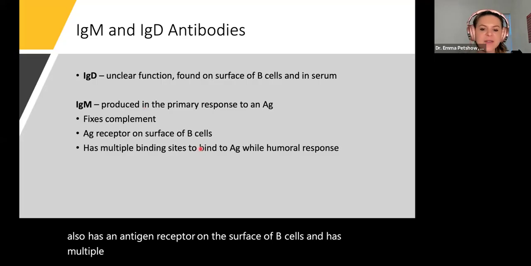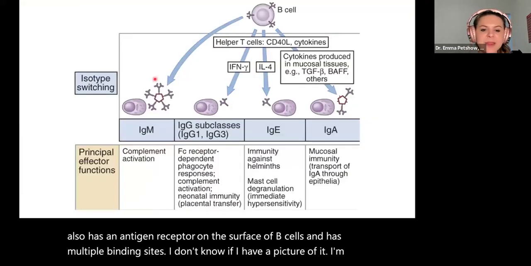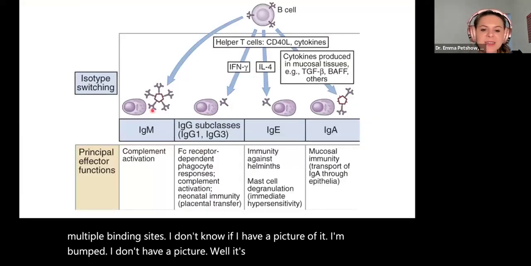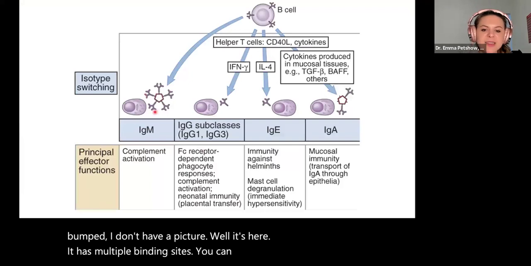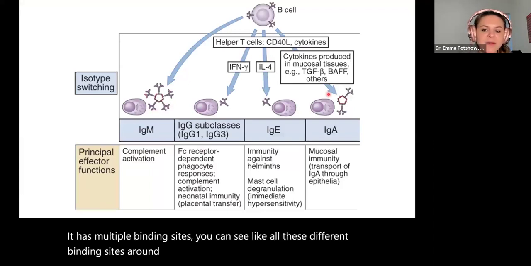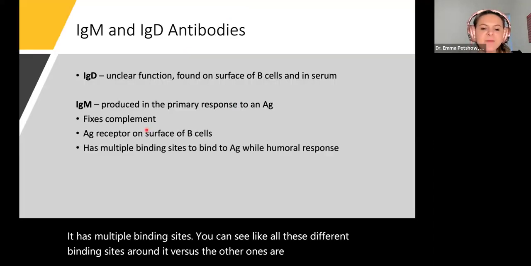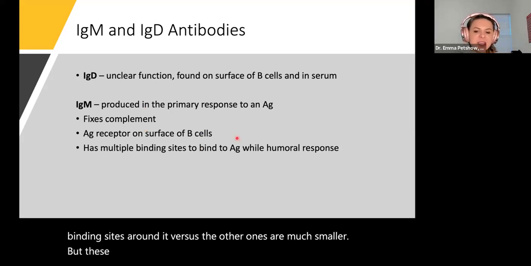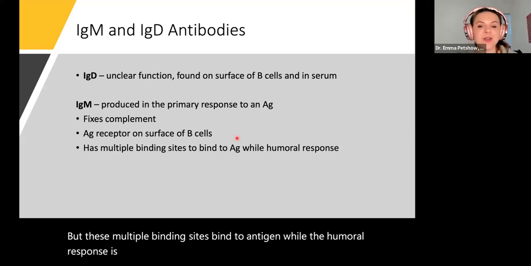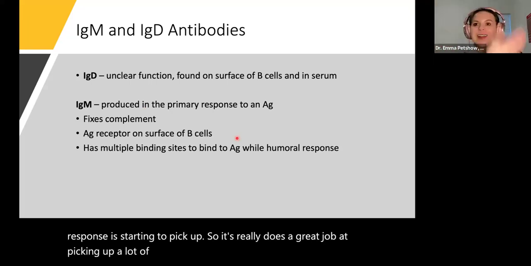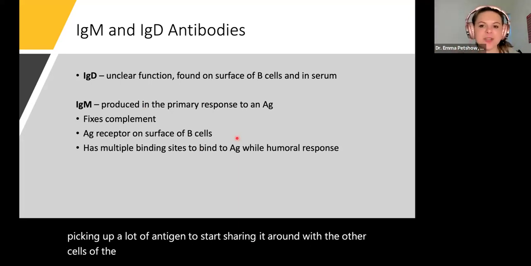I don't know if I have a picture of it. I'm bummed. Well, it's here. It has multiple binding sites. You can see all these different binding sites around it versus the other ones are much smaller. But these multiple binding sites bind to antigen while the humoral response is starting to pick up. So it really does a great job at picking up a lot of antigen to start sharing it around with the other cells of the body to upregulate this immune response.